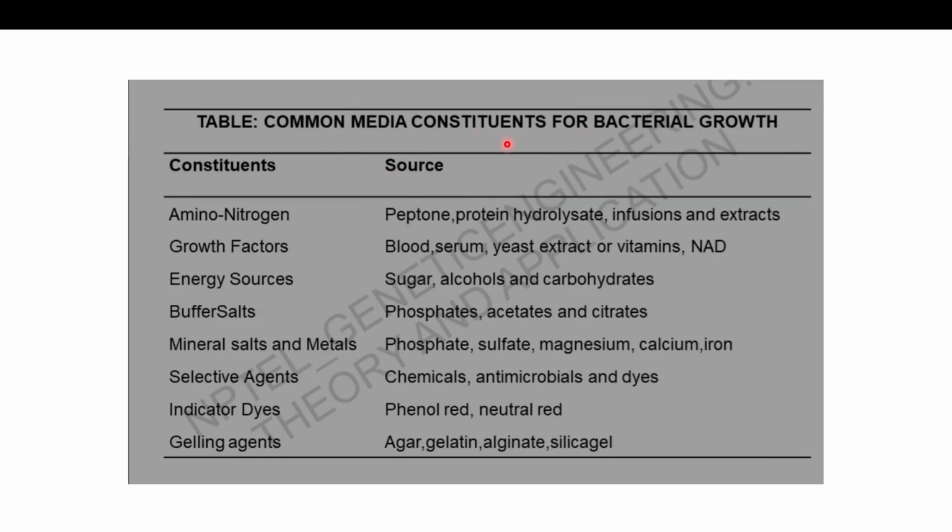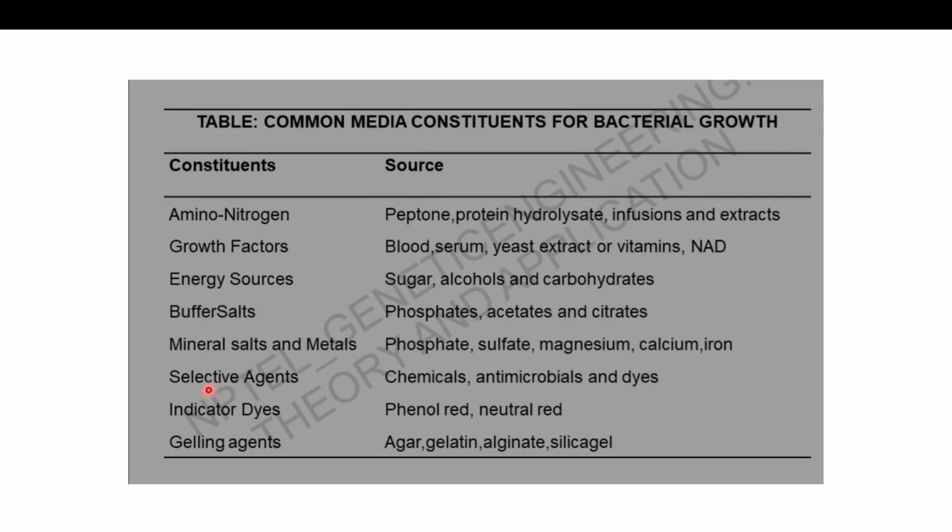So, what are some of the common media constituents for bacterial growth? There are amino nitrogen constituents, where you have peptone, protein hydrolysate. There are growth factors in the medium, which can be taken from blood or serum or yeast extract or vitamins. It needs to have an energy source definitely, which comes from sugar, alcohols, or carbohydrates. And there are salts or buffering agents, which come from phosphates, acetates, and citrates. Then it needs to have minerals and metals also. It also has to have some selective agents.